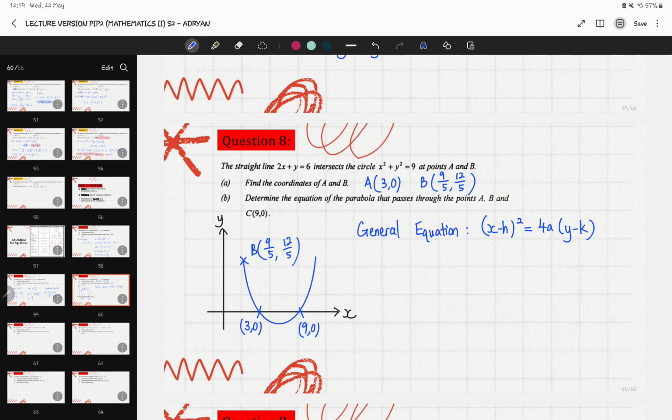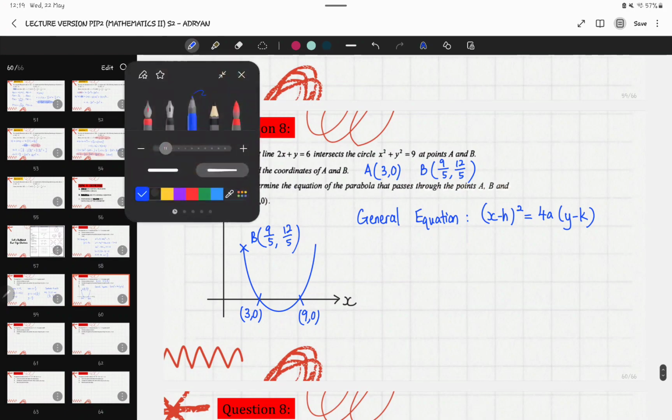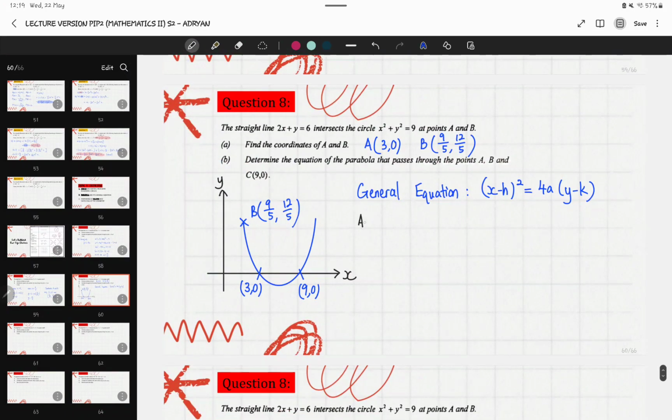Once you have this general equation, what you can do is solve simultaneously. So you just put in point A. Why do I choose point A and point C in my substitution? Because the y value is 0, it will make things easier. So at point A, (x minus h) squared would equal 4a times negative k. Don't forget it is 4a times negative k. This is the first equation.